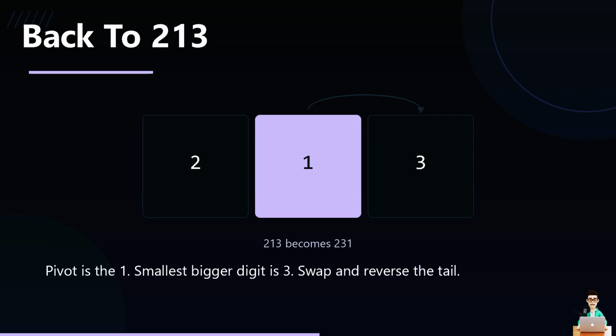Swap them, giving 2, 3, 1. Reverse the tail after the pivot and the answer is 2, 3, 1. The very next permutation, found in one linear pass.